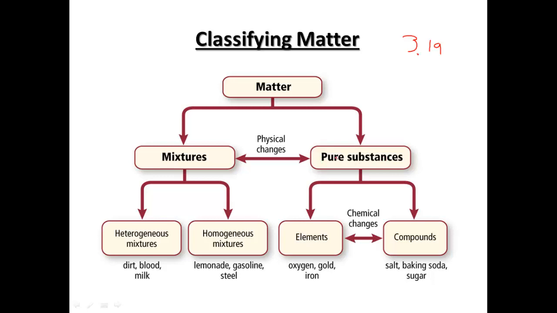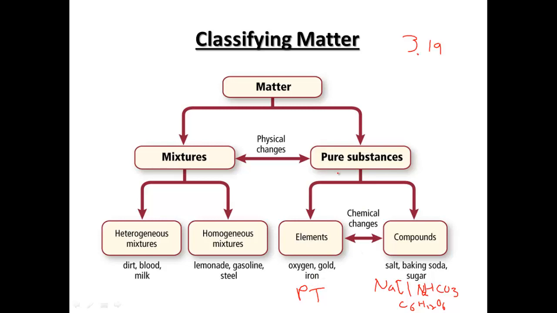Remember, we'll start with our pure substances. Pure substances can be either elements found on the periodic table, or they can be compounds, such as salt, NaCl, baking soda, NaHCO3, or sugar, C6H12O6. Compounds are chemically combined elements, two or more, from the periodic table.